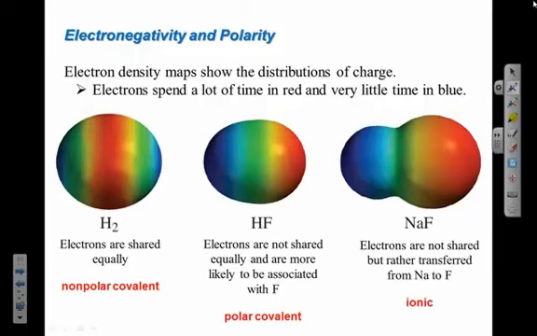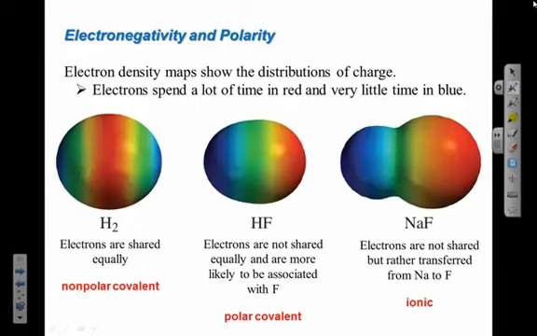So the only time it's going to be totally nonpolar is when the 2 atoms sharing electrons are the same element. That's the only time they'll have the same exact electronegativity, and the electron density will be distributed evenly around both atoms. If this is symmetrical, I don't have any more red or blue on one side than on the other side, because the 2 atoms sharing the electrons are equal in electronegativity. That's what creates a nonpolar bond.